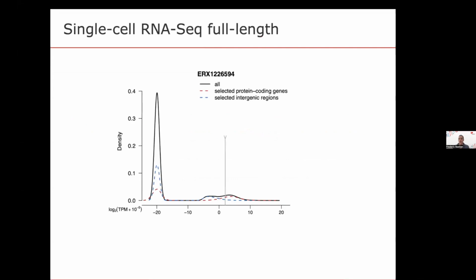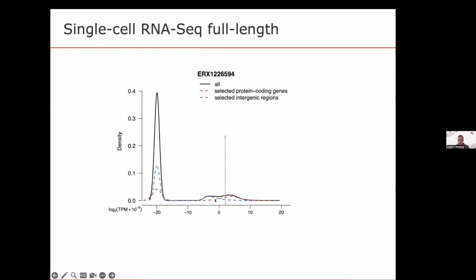So here I show you the density plot for a full-length single-cell experiment, so a Smart-seq experiment, which is not like a 3' end-based one. You can really sequence the full length of the genes. You can see that the distribution doesn't look as nice, right?